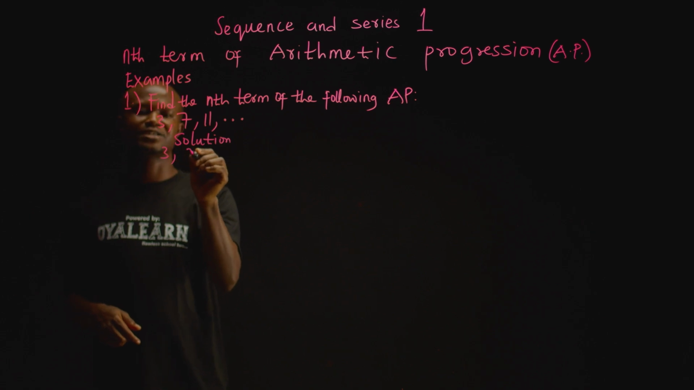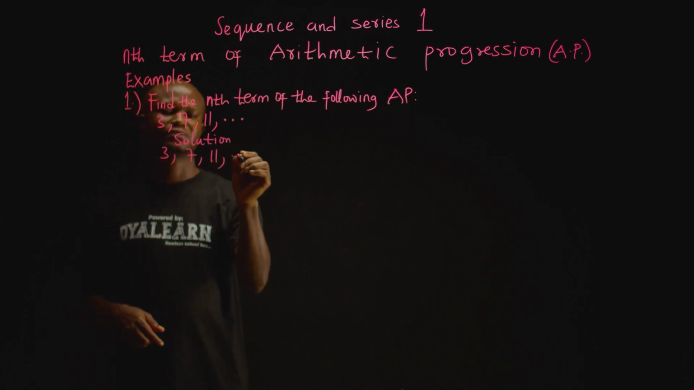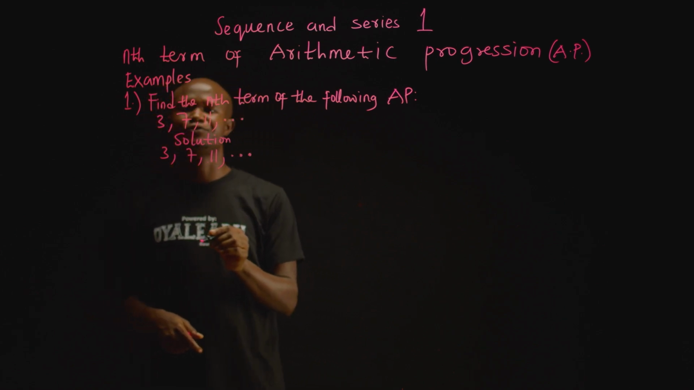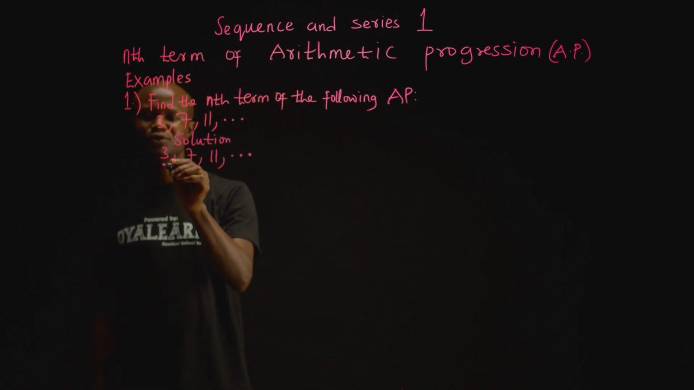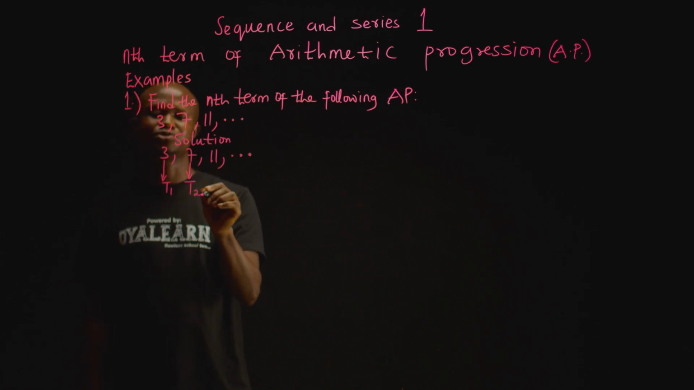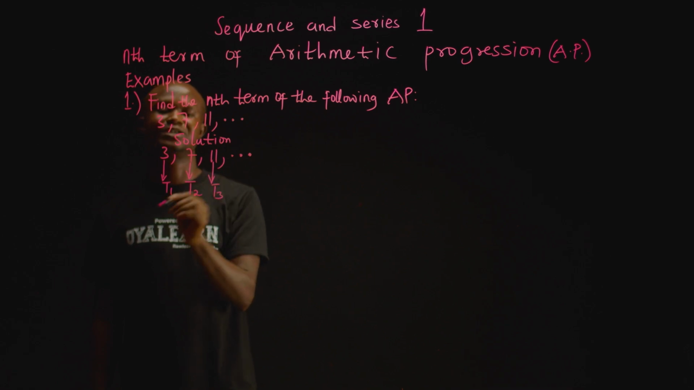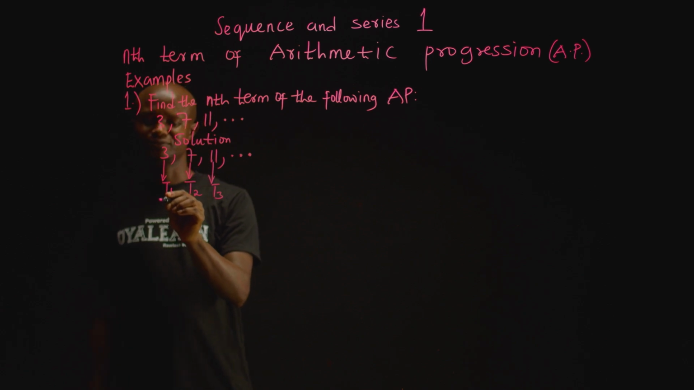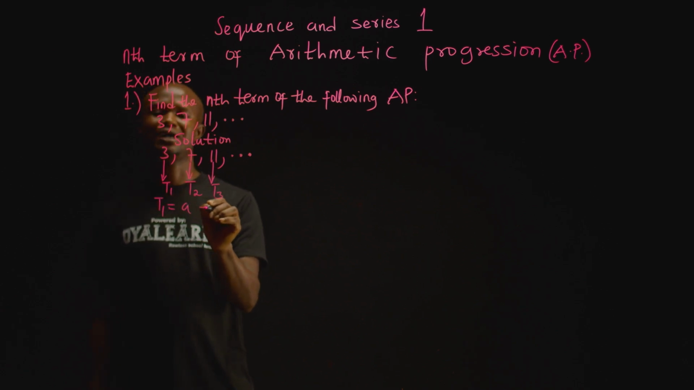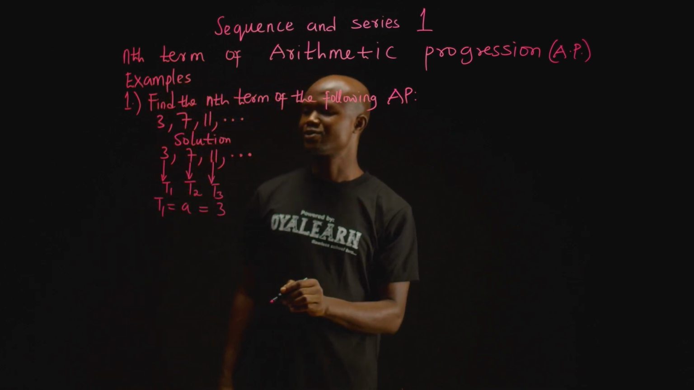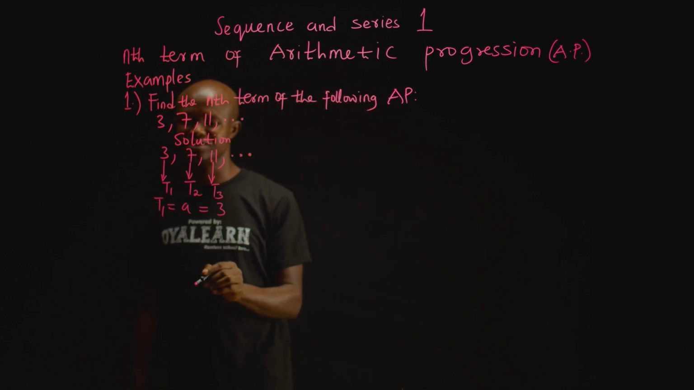we're given 3, 7, 11. Now the first thing is to identify the first term. This is the first term, T1. This is the second term, T2. And this is the third term, T3. So in this case, the first term, T1, is equal to A, and that's equal to what? 3. Now we can also get the common difference.